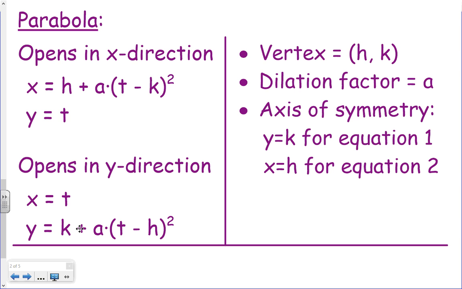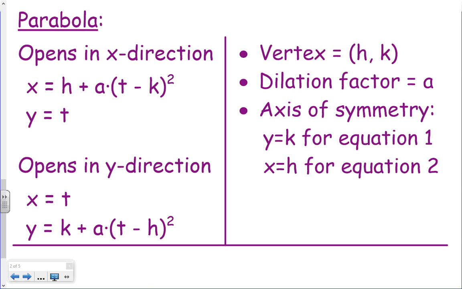It's literally a substitution to get the other form. On the other hand, if it opens up in the y direction, then we have x equals t, and our equation becomes y equals k plus a times (t minus h) squared. And again, if you look at that equation and literally take the t in the second equation and replace it with x, because x equals t, you'd end up with a Cartesian form. It is literally a replacement or a substitution of that variable is all we're doing to get to the Cartesian form from this parametric form.